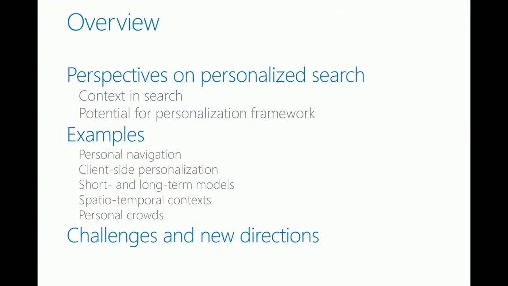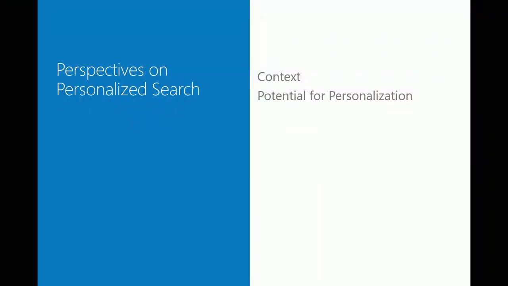So I want to start by providing an overview of perspectives on personalization by thinking about how, as Michael alluded to, search happens not in isolation, but in a broader context, and so I'll talk some about that. I'll talk about a framework that we developed to understand the potential for improving systems by personalizing them. And then I'll give as many examples as we have time for, and I'll spend the last 10 minutes or so thinking about challenges and new directions. So let's start with the perspectives.